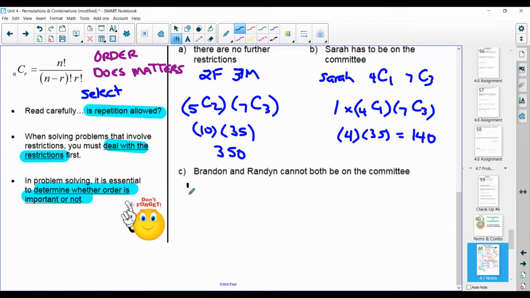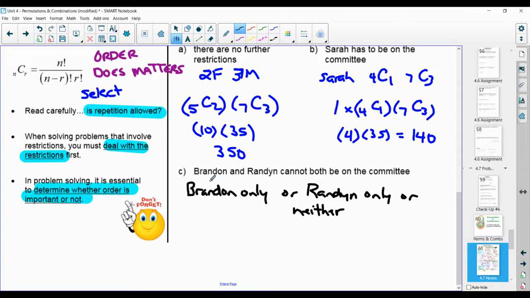So we can say Brandon on the committee only, or Randon on the committee only, or neither. So it says they cannot both be on the committee. So that means either Brandon's not on the committee, or Randon's not on the committee, or neither is on the committee. So this is one way to look at it. So this is option 1. And then we're going to look at another way to look at this in a minute using complements.